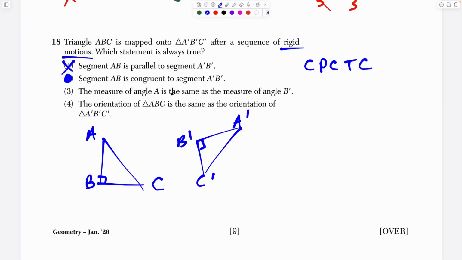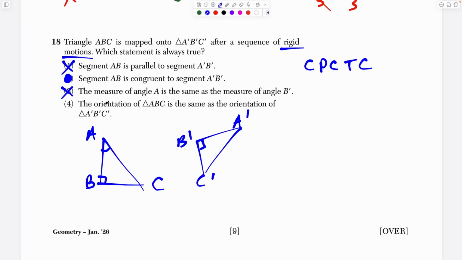The measure of angle A is the same as the measure of angle B prime. This one here is not necessarily true. If I made an equilateral triangle, then sure. But if I made a triangle where all three sides and all three angles are different, then these angles would not correspond. A does not correspond to B prime. A corresponds to A prime. And notice here, a triangle can have two right angles. So if A is a non-right angle and B prime has to be a right angle because it corresponds to B, then A would not be able to be equal to B prime here. So that's why this one is out.